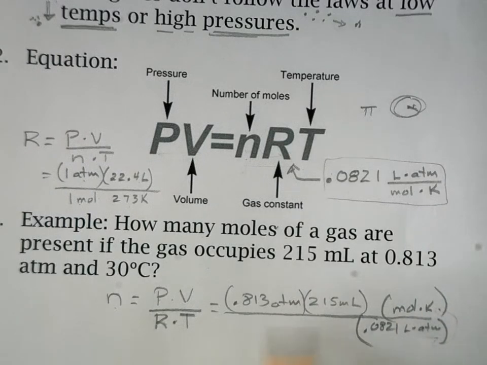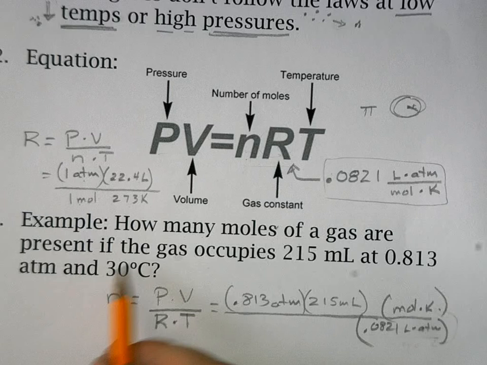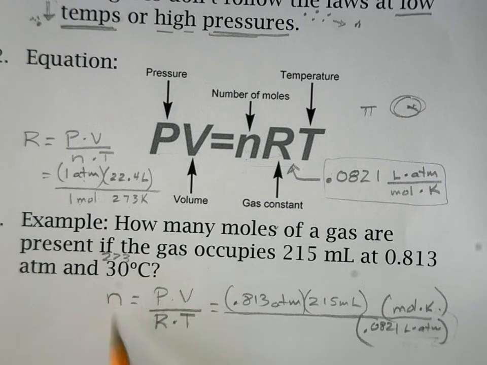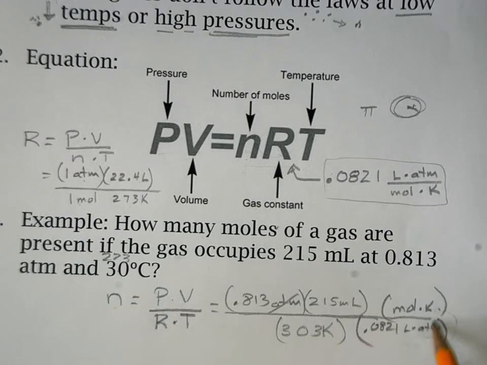And then we've got to divide by temperature. We've got to do 30 plus 273. And I think everybody in class today said that was 303 Kelvin. Now, when you set this up, we can cancel atmosphere with atmosphere. We can cancel Kelvin with Kelvin. The problem is we can't cross off milliliters and liters.